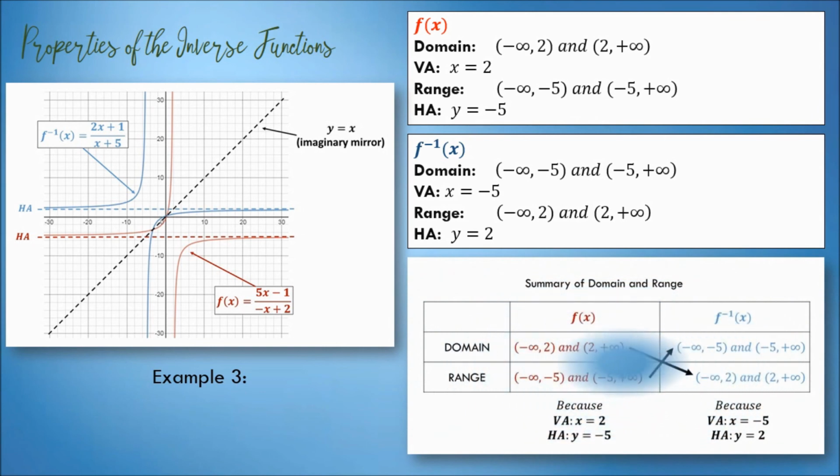To summarize the idea, the properties of inverse functions are interchanged. The domain of f of x becomes the range of the inverse, and the range of f of x becomes the domain of the inverse. The asymptotes are also interchanged. The vertical asymptote of f of x becomes the horizontal asymptote of the inverse, while the horizontal asymptote of f of x becomes the vertical asymptote of the inverse.